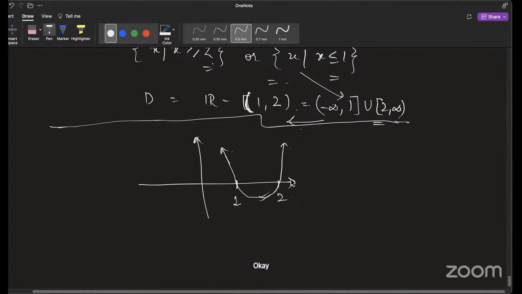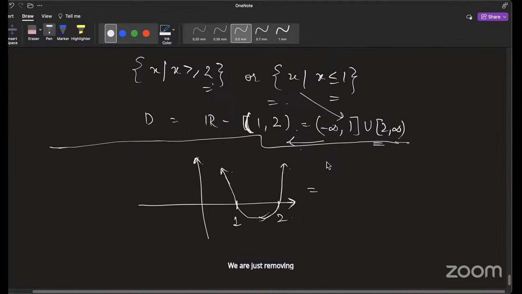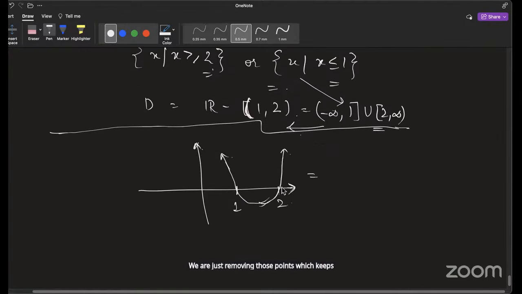Ma'am, from the graph also you can see the domain of the function under root x minus 1 and x minus 2. We are just removing those points which give negative values. Yes, this is what you're removing.